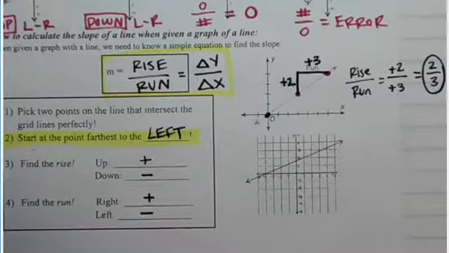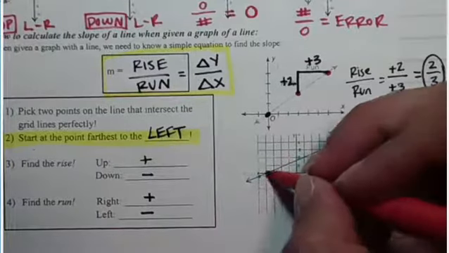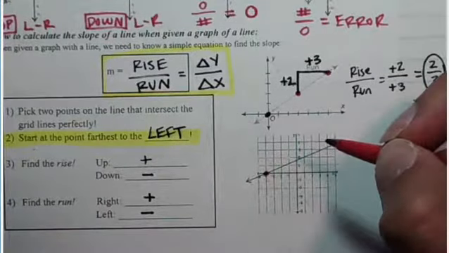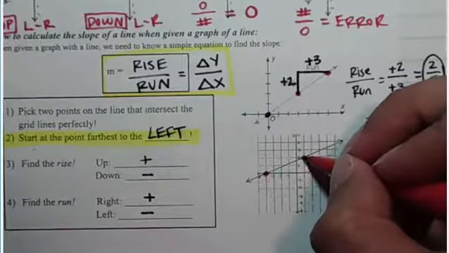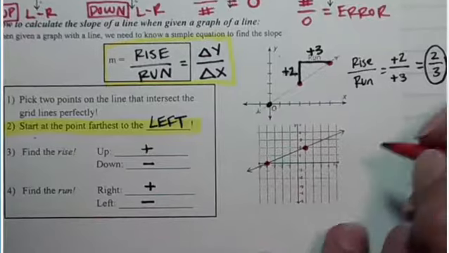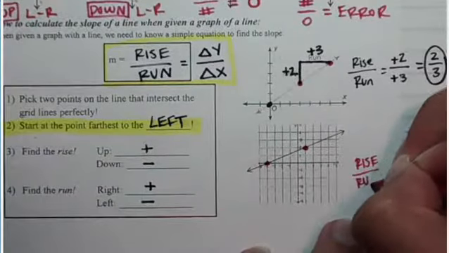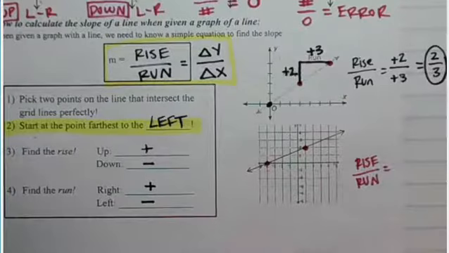Okay, the first two steps are to find the 2 points on the line that intersect perfectly. I'm going to choose this point and this point right here. Those intersect perfectly. Okay, I know I have to use rise over run to find the slope here.